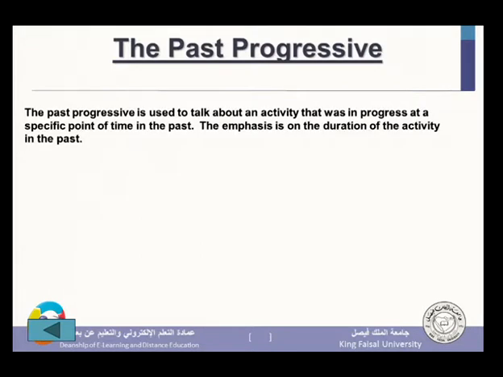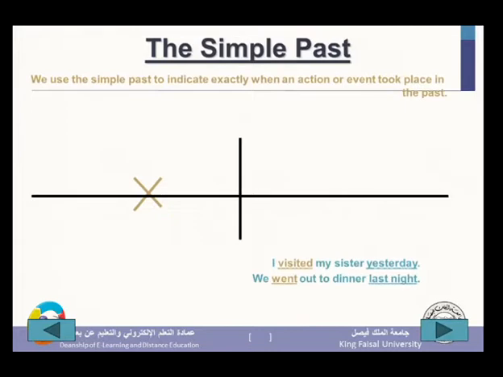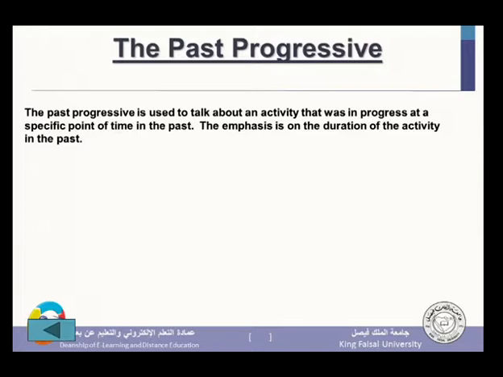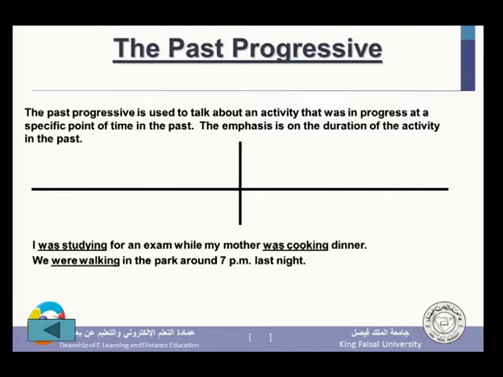The past progressive, in other words, let me just go back to the simple past. We use the simple past to indicate exactly when an action or event took place in the past. Something in the past happened, I use the simple past. Like, I visited my sister yesterday, and the action ended, finished. We went out to dinner last night. Last night we went out to dinner, the action has stopped, no more. But the past progressive is used to talk about an activity that was in progress at a specific point of time in the past. Let me illustrate it in this example.